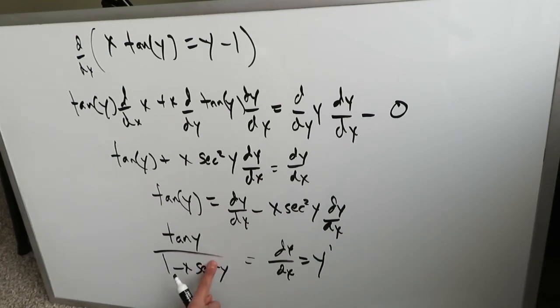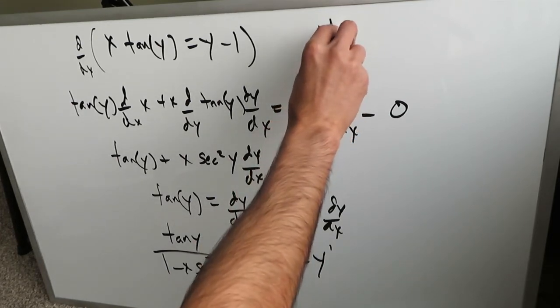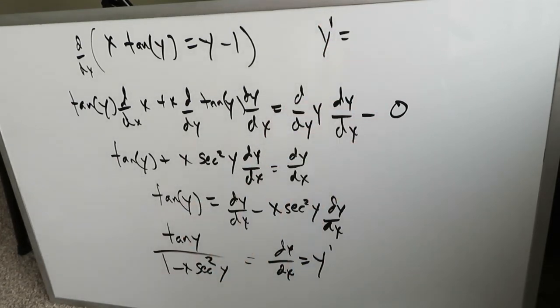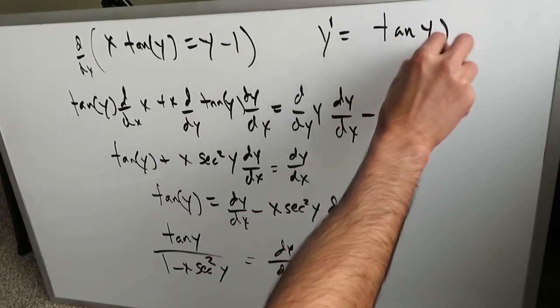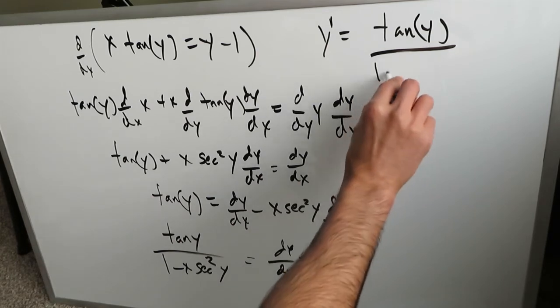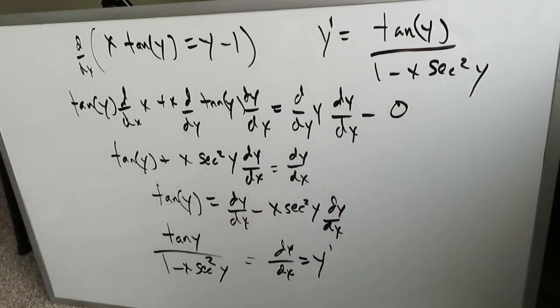And you know this isolation is a technique which is second nature to you all, because you are all good at algebra. Look over here. Here's my final answer: tan y divided by 1 minus x secant squared y. We can just write it over here again. This implicitly derived derivative is equal to tan y over 1 minus x secant squared y, and you are done.